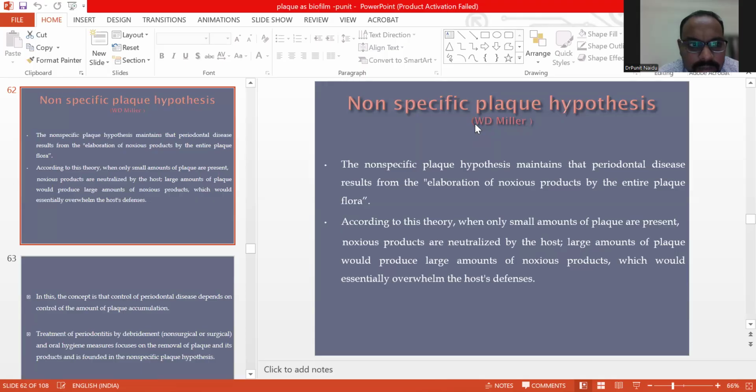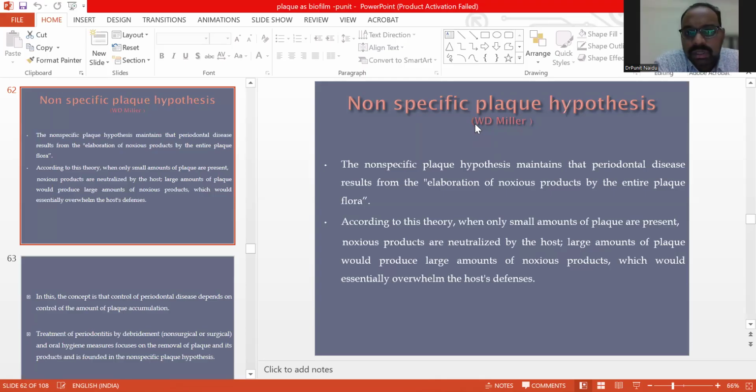Very good morning, class. So today we'll be continuing about dental plaque as a biofilm. Today we'll be discussing the various theories of dental plaque formation. Before we discuss the theories, we'll briefly discuss what happened in the previous class.